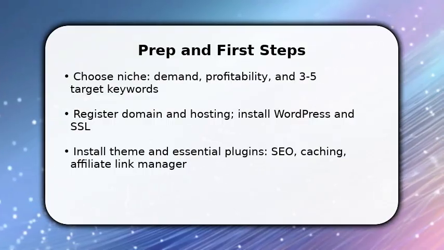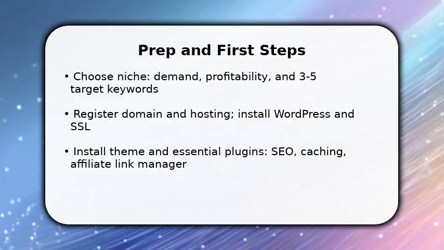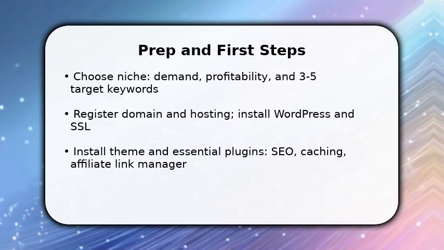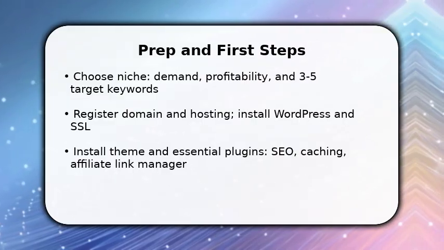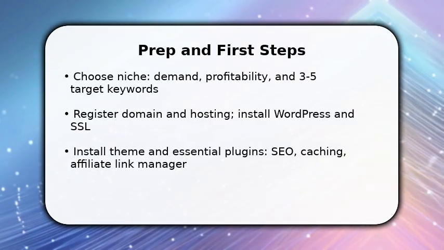You start by locking the foundation. Pick a niche that has demand and affiliate potential, then validate 3-5 target keywords. Next, buy a domain and reliable hosting, install WordPress and enable SSL so pages load secure and fast.